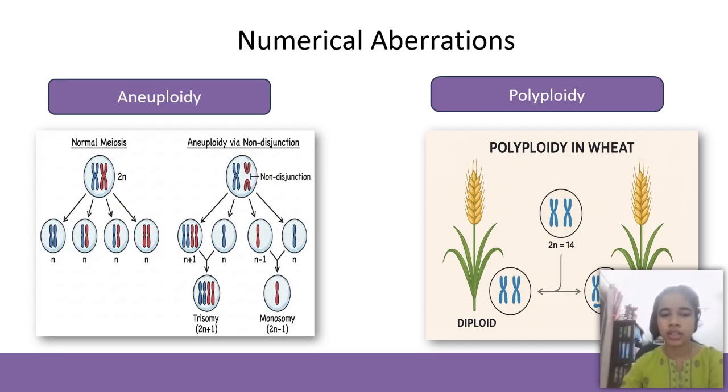So the effects of numerical aberration are that, because the gene dosage changes, numerical aberrations often lead to developmental disorders, pregnancy loss, infertility, and sometimes beneficial traits for plants and evolution. What looks like a simple counting error can lead to a big change in the entire life.